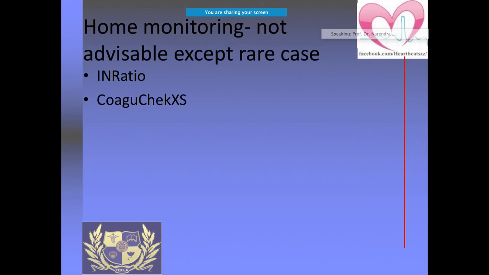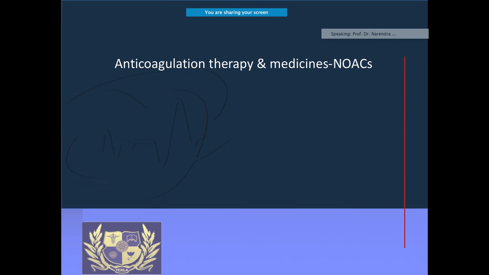A lot of times people ask, can we do home monitoring for these kinds of products? It's not always advisable, unless it is a rare case. The reason is that standardization of these tests can be a big problem, in the form of INR or these kinds of tests, which is called Coagu Check. These kits are available, but they may not always be reliable, so hospital monitoring is always preferred.